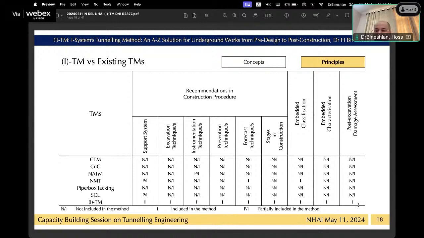And for the post-excavation damage assessments, none of the tunneling methods provide you anything except ITM, because in ITM you have VID, vibration-induced damage, which tells you how much you are deteriorating the surrounding ground during your movement.